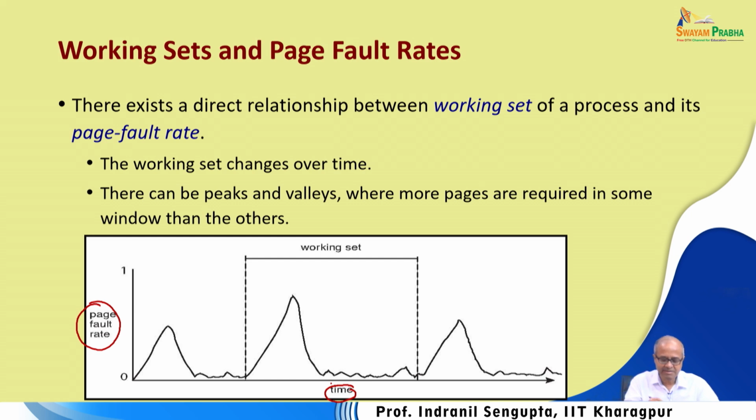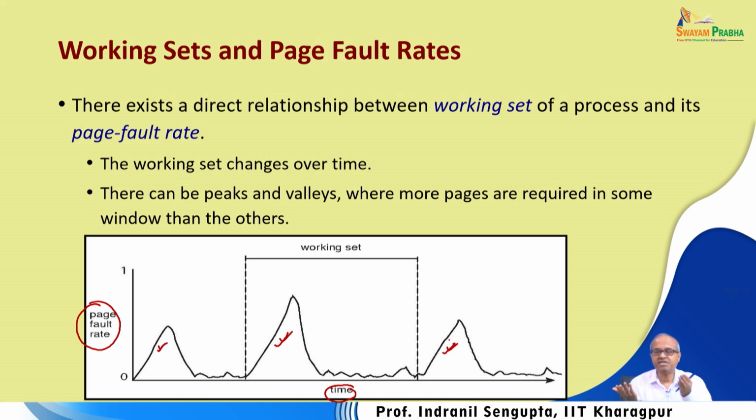You see that at some points in time the page fault rate is higher, peaks, then it is again low, then again it is high, again low, again high. So, over a period of time there are certain periods when the process may be requiring more pages and the page fault rate is increasing.